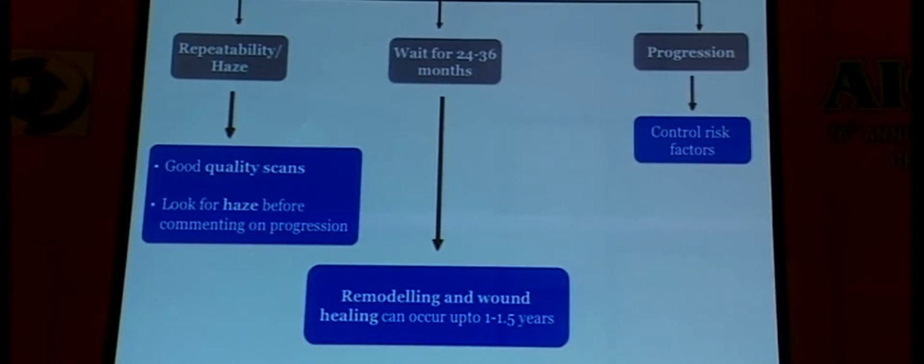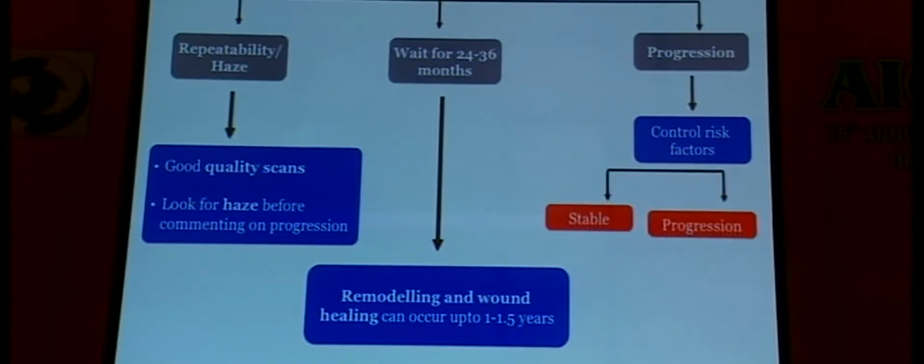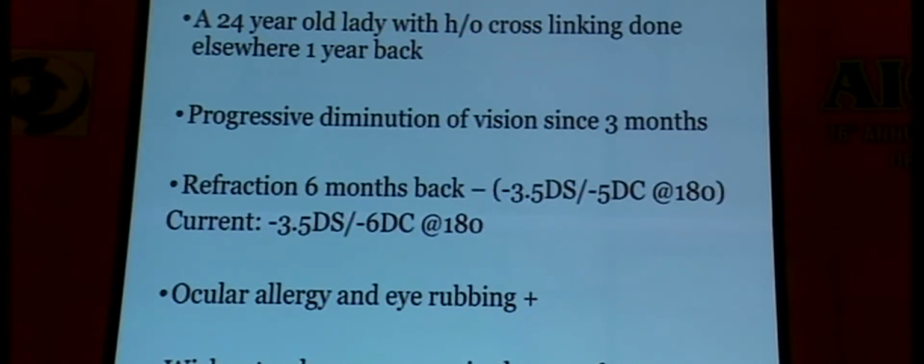So, looking at progression after cross-linking, you have to take into account, like I mentioned, the repeatability of the machine and the haze, ensure that there are good quality scans, and look for haze before commenting on progression. Wait for at least a year, better to wait for about 2 years, because remodeling and wound healing can occur in that amount of time. If there still is progression, control your risk factors. If that helps and makes it stable, you can still defer cross-linking. However, if despite that there's progression, then you can go ahead and repeat your cross-linking after a year and a half or 2 years.